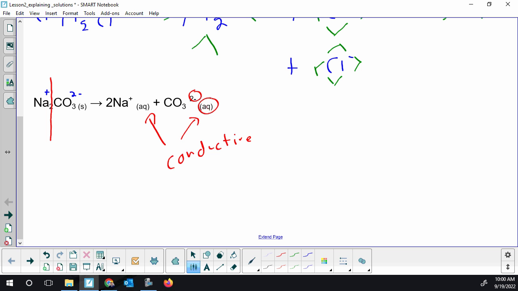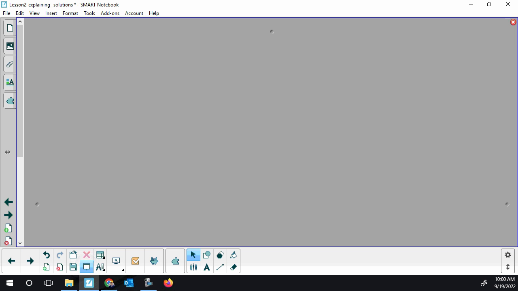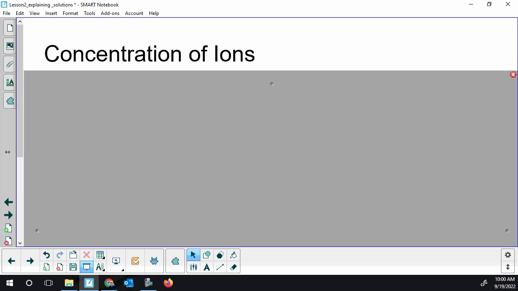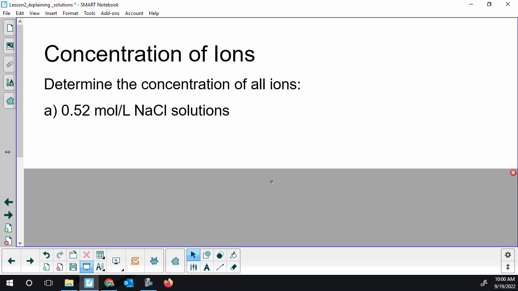So we're going to do a little bit of stoich. Once you can write a dissociation equation, we can make predictions. For every 1 unit of the solid that we put in, we're going to get double the sodium ions. So if we know some concentrations, we can apply that doubling or tripling or no change, 1-to-1 ratio with our concentrations. So concentration of ions, really concentration of aqueous ions. I just didn't write out aqueous.